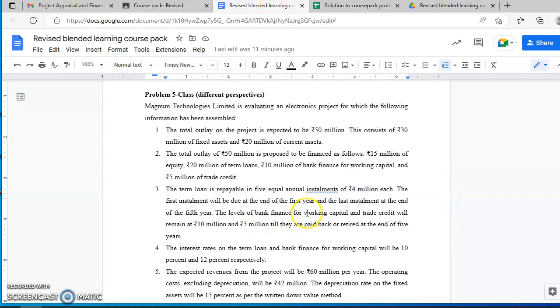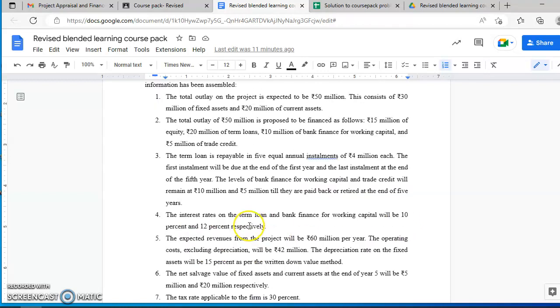However, there is working capital that you have raised with the help of the bank, and trade credit also, which will remain at 10 and 5 till they are paid back, in the sense that they'll continue till the life of the project. So at the end of the 5th year alone, they will be paid back. That's the meaning of it.